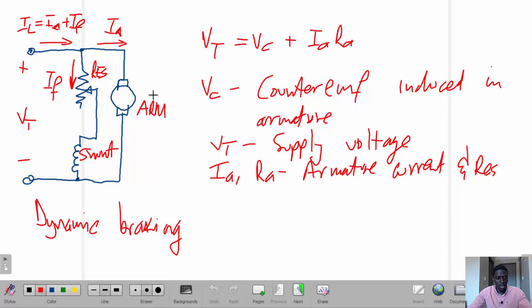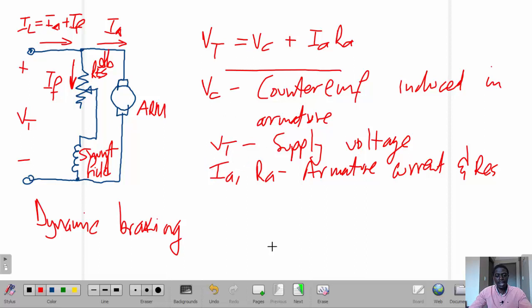So what will happen in this circuit, you see the armature here, and you've got a resistor, what we call the dynamic braking resistor, and then you've got the shunt field. In the process, the shunt field is disconnected, and that resistor now limits the armature current, and in so doing you brake the motor. The total voltage in this circuit is found from VC plus IARA. VC is the counter EMF induced in the armature, IA is the armature current, RA is the armature resistance, and VT is simply the supply voltage.